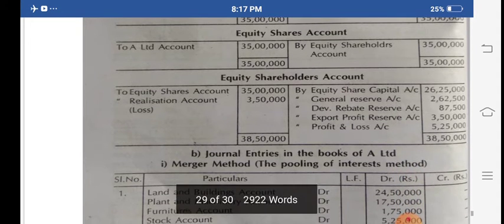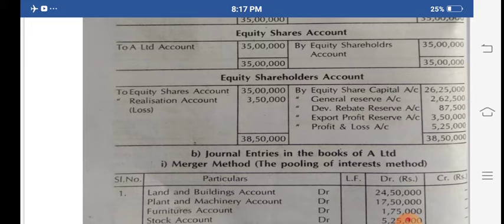Next, equity share account. So for this, debit side to A Limited account, it means what? It is given by the A Limited to the B Limited. Okay, so to A Limited account rupees 35 lakh, in the credit side by equity shareholders account it's 35 lakh, and close it. Okay, so equity shareholders account you have to prepare again.